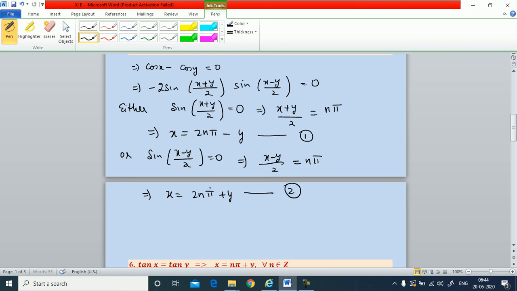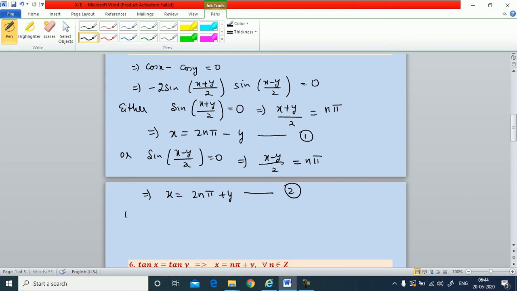So now compare 1 and 2. What do you find? In the first case, we are getting x as an even multiple of pi and y is getting subtracted from it. In the other case, we are getting x as an even multiple of pi again, but y is getting added. So what does it imply?